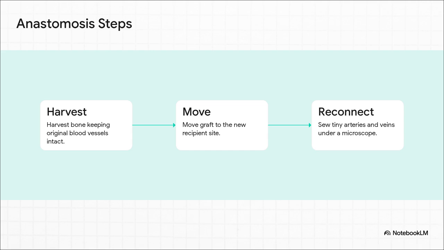Now, because the surgeon has to physically disconnect and then meticulously reconnect that blood supply under a powerful microscope, this is coded completely differently from a standard bone graft. Here's how it works. First, they harvest the bone, being super careful to keep the original blood vessels intact. Second, they move it to the new site. Imagine taking a fibula bone from the leg and moving it all the way up to reconstruct a shattered jaw. And third, they sit under a microscope and painstakingly sew those tiny arteries and veins together to keep that bone alive.